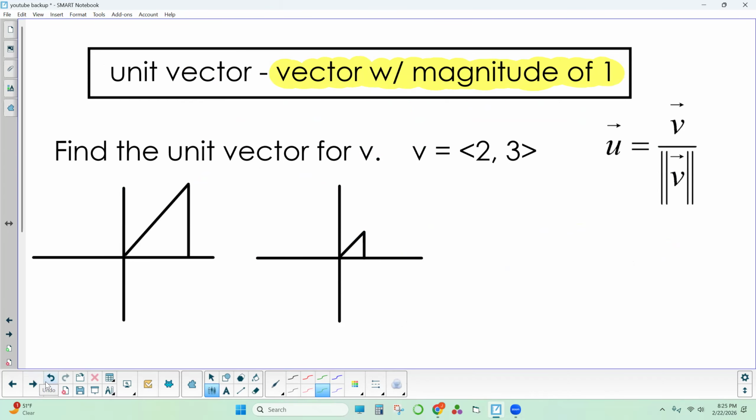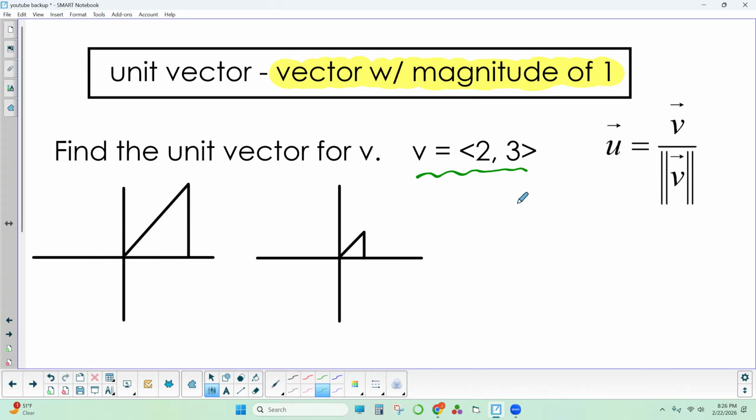So now we're going to find a unit vector. A unit vector is a vector with a magnitude of 1. We start with a given vector here, v, and we want to find a vector that goes the same direction but has a magnitude of 1. And over here to the right is the symbol for this. What this says is the unit vector equals your given vector divided by the magnitude of that vector.